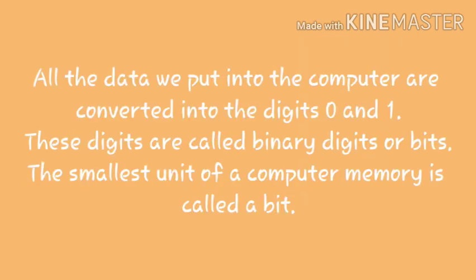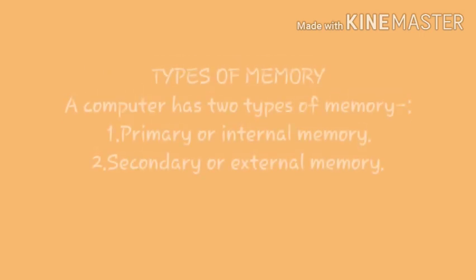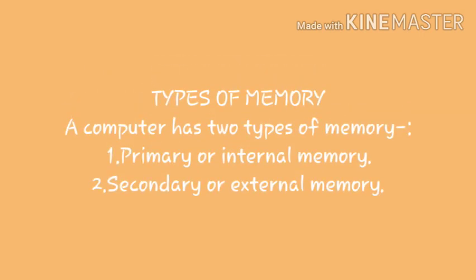So all the data we put into the computer are converted into digits 0 and 1. These digits are called binary digits or bits. They are the smallest unit of computer memory, that is called a bit. Types of memory. A computer has two types of memory: first, primary or internal memory. Second is secondary or external memory.